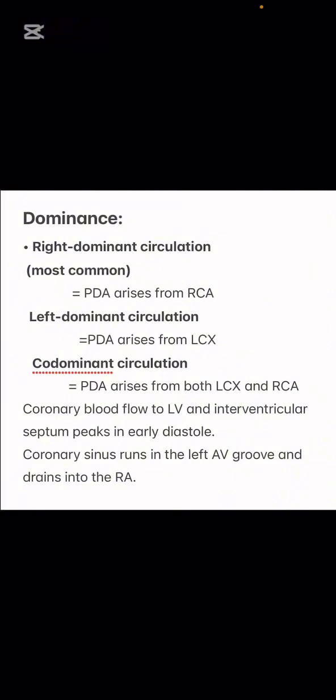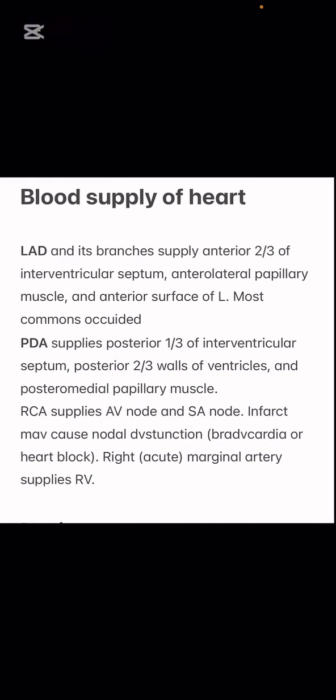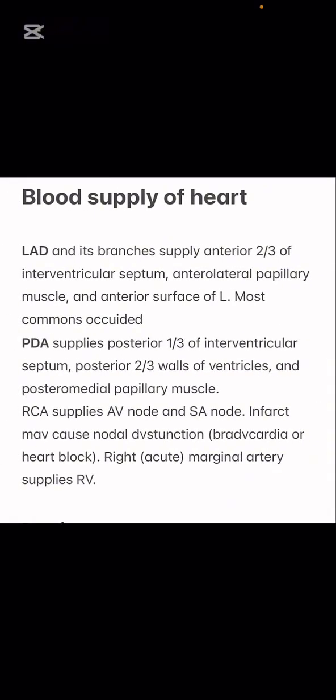Coronary blood flow to the left ventricle and interventricular septum peaks in early diastole. Coronary sinus runs in the left AV groove and drains to the right atrium. So what we have studied is that the blood supply of the heart majorly comes from LAD, PDA, and RCA. LAD is the left anterior descending artery, PDA is the posterior descending artery, and RCA is the right coronary artery.